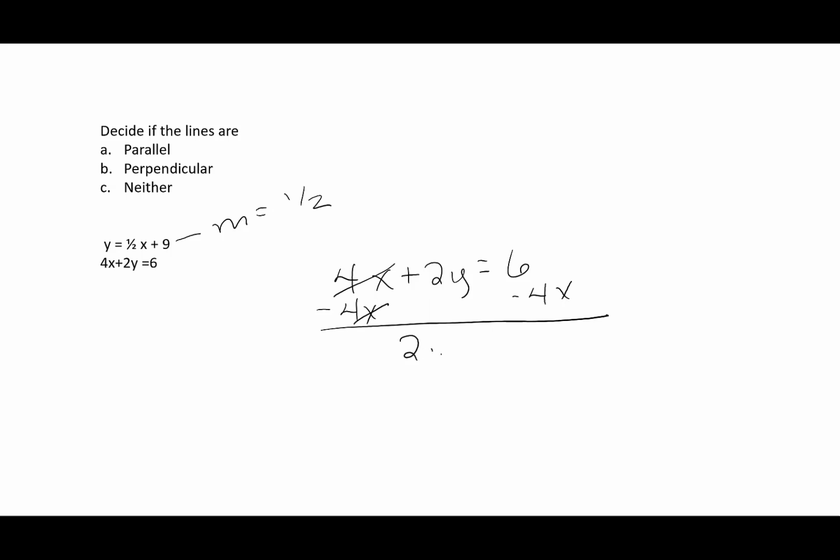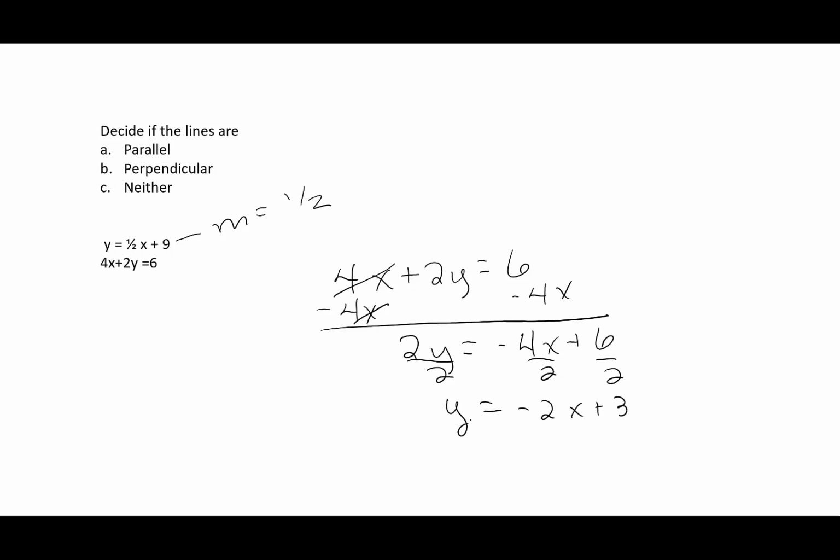The last one I have is y equals 1/2 x plus 9, and I have 4x plus 2y is 6. Now this one, we can't tell immediately by looking at it. I can tell you the first line has a slope of 1/2, but I don't know what the slope of the second line is, so we need to take some time to rewrite it. So I'm going to solve for y by bringing the 4x over to the right side. I'm going to subtract it. I have 2y is negative 4x plus 6. Divide by 2, and you have to do that everywhere. So I have y is negative 2x plus 3.